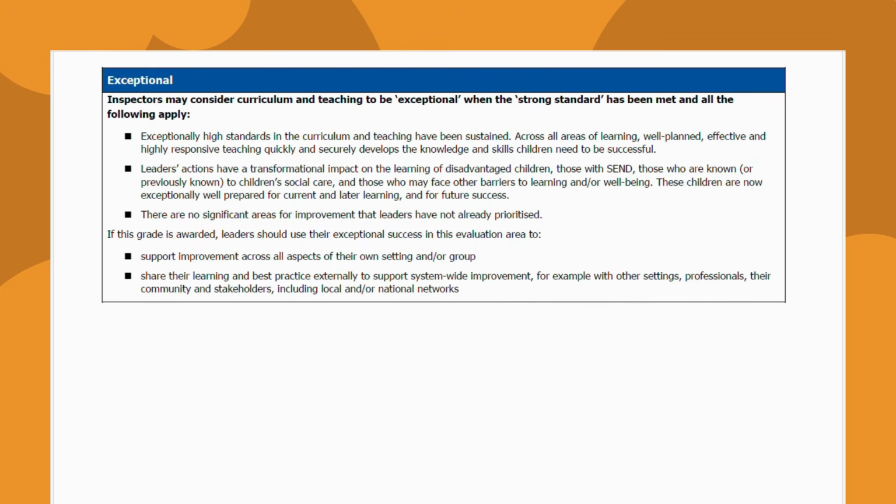To achieve the exceptional grade, there must be clear evidence of the standards that define exceptional practice. Throughout all the evaluation areas, if this grade is awarded, leaders should use their exceptional success in this evaluation area to support improvement across all aspects of their own setting and/or group, and share their learning and best practice externally to support system-wide improvement, for example with other settings, professionals, their community and stakeholders, including local and national networks.